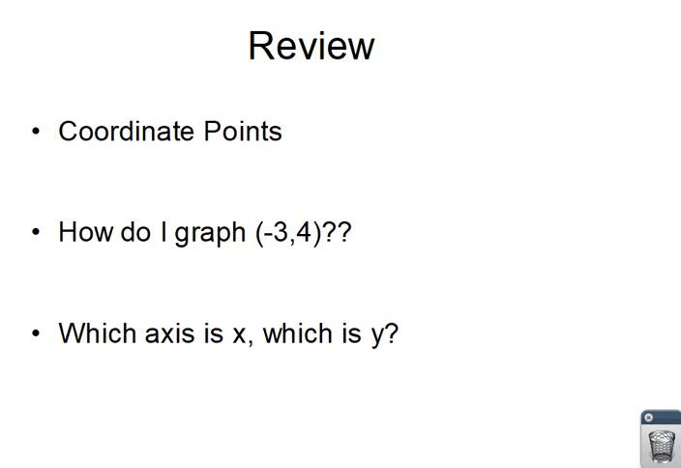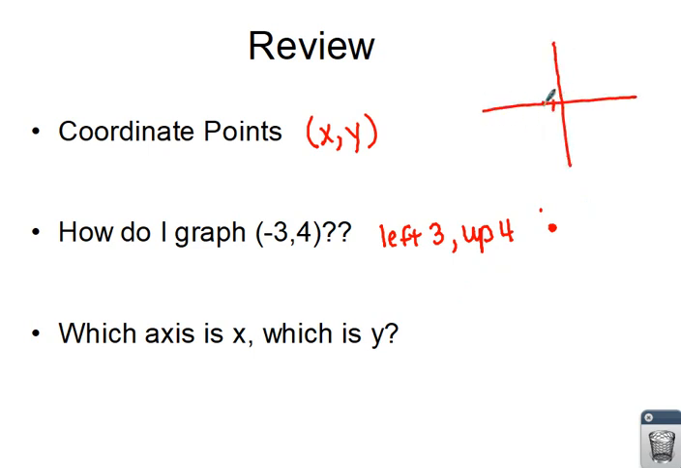A little bit of review. A coordinate point. These are points on a graph that are x, y kind of points. Okay, and I ask, how do you graph negative 3, 4? This would be left 3 and then up 4, and then we put a dot. Okay, so here's your graph, left 3 and then up 4, and you're going to put a dot right there.